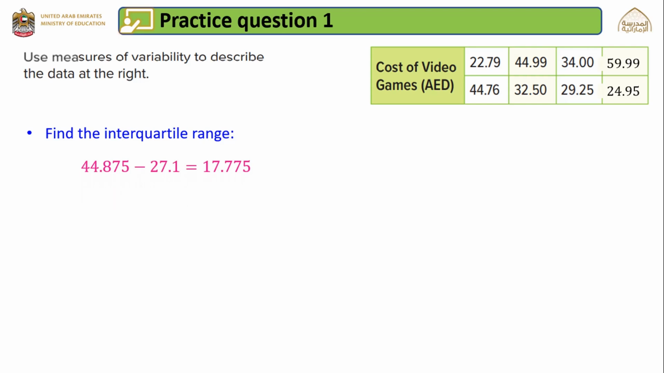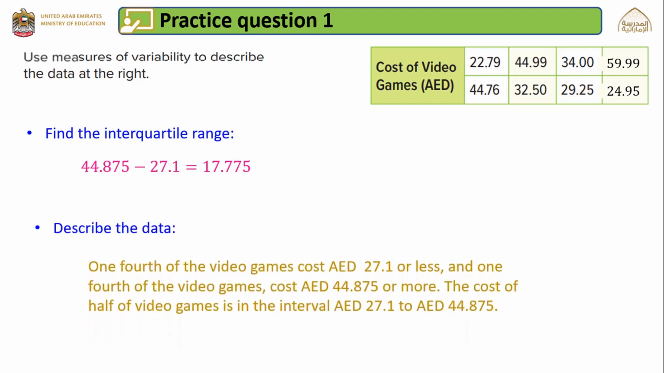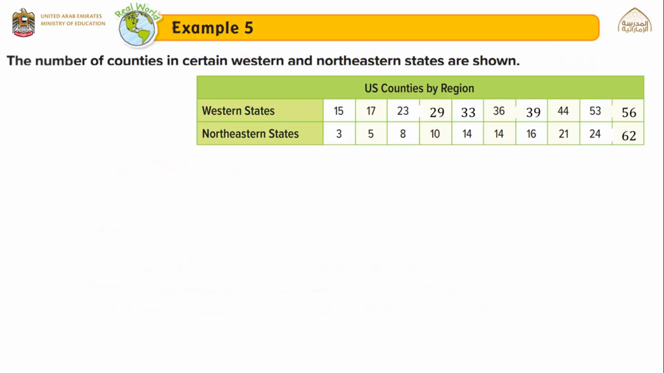So the interquartile range is 17.775. To describe the data, we can say that 1/4 of the video games cost 27.1 or less, and 1/4 of the video games cost 44.875 or more. The cost of half of the video games is in the interval 27.1 to 44.875. Example 5. The number of countries in certain western and northeastern states are shown.